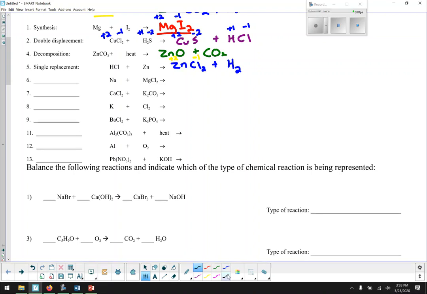So next one, Na plus MgCl2. We got an element by itself plus an ionic compound. That's going to be a single replacement reaction. And once again, we have to check to see if sodium is higher up than magnesium, because sodium wants to try to replace that magnesium. They both want to be with the chlorine. Only one of them is going to get to.